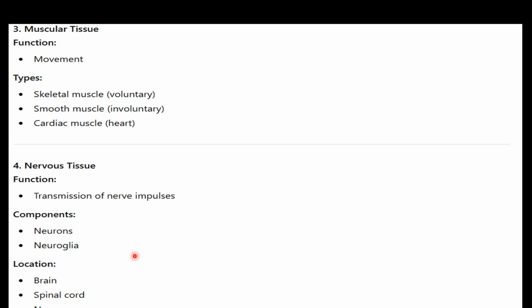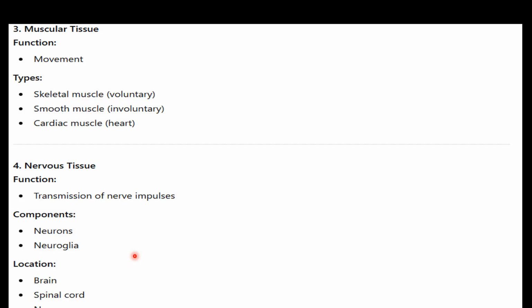Next thing is muscular tissues, which is mainly for performing movement. So if tissues are functioning to help movement, we will consider that as muscular tissue. Let's see the types of muscular tissues. First, skeletal muscle, that is voluntary. Then we have smooth muscle, involuntary. Voluntary and involuntary, from the name it's clear, right? If it is a skeletal muscle, then it is voluntary. If it is a smooth muscle, then it is involuntary. Likewise, we have cardiac muscles that are related to the heart only.